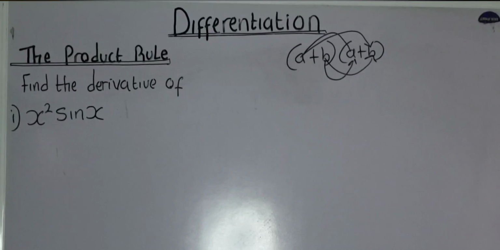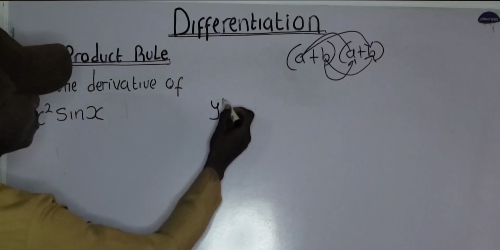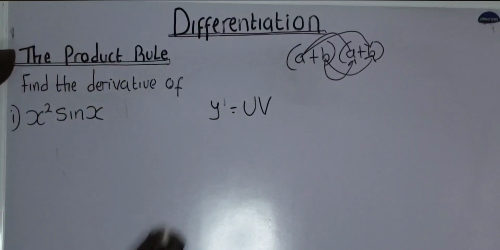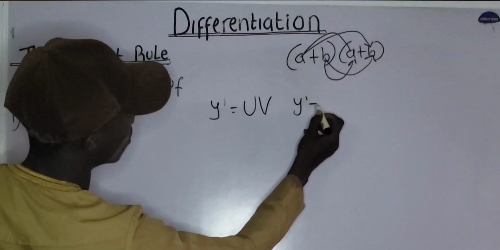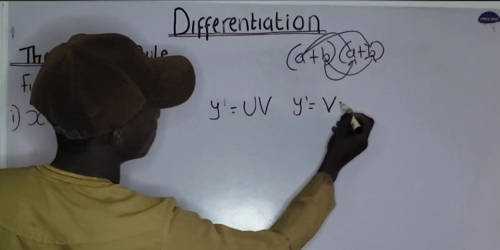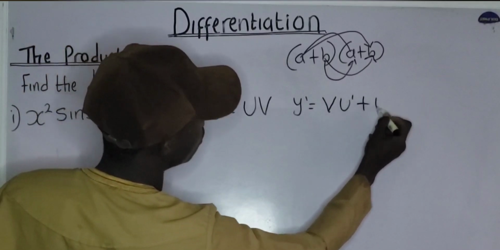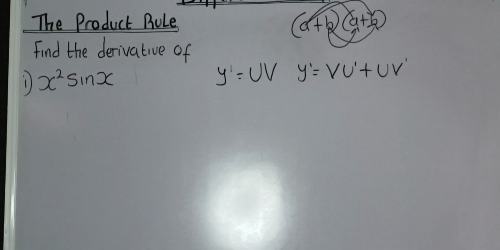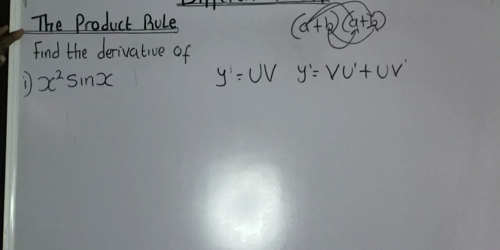In today's class, we are going to proceed with the derivative of a function using the product rule. We have to find the derivative of x squared sine x. Don't forget that in our previous class, I told you that if we are given y equals uv, the derivative of y equals v multiplied by the derivative of u plus u multiplied by the derivative of v. You understand?